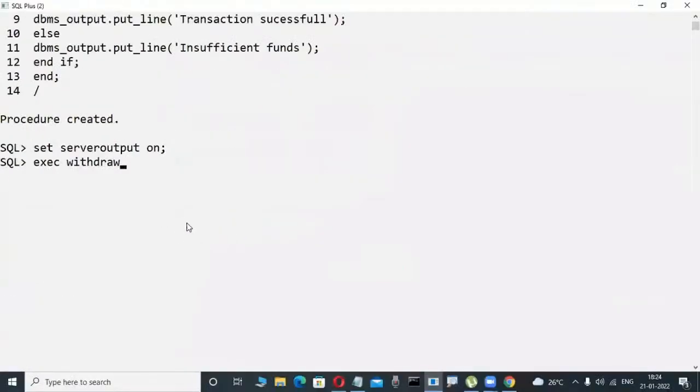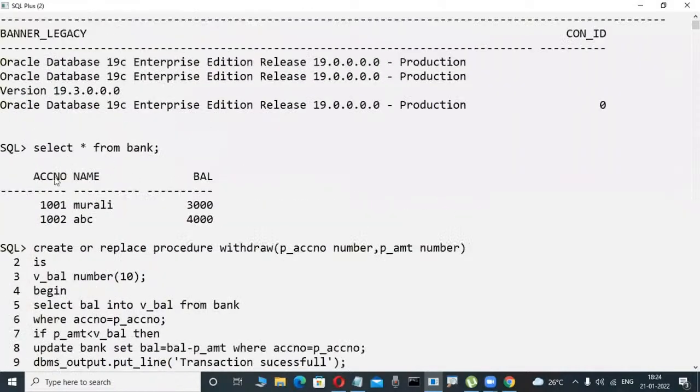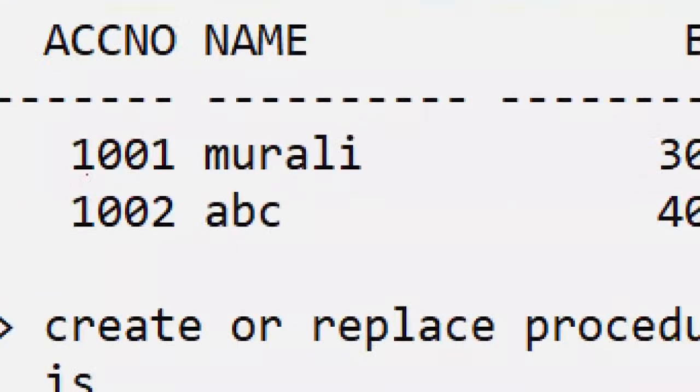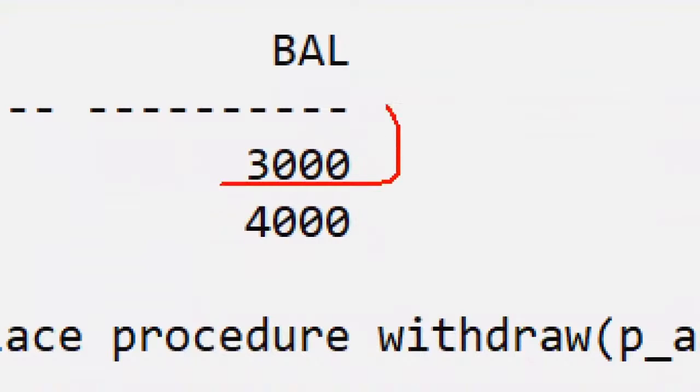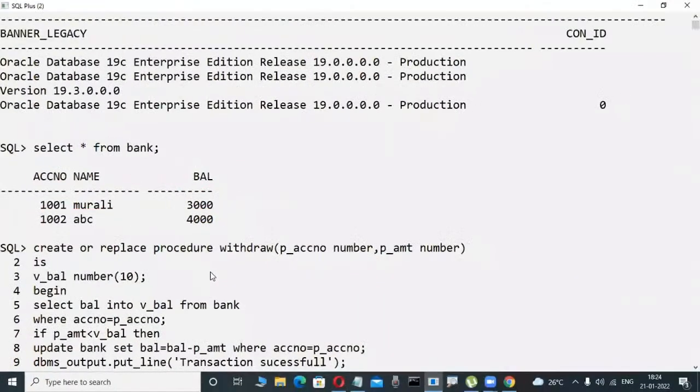Here my account number 1001, I'm passing as the account number, comma, and I try to withdraw 9,000 rupees, for example. Observe the scenario logically: in this table, 1001 is my account number, Morley is my name. My current balance in the table is 3,000.